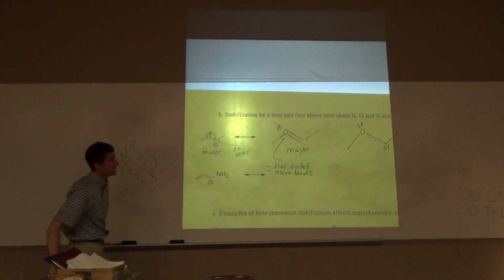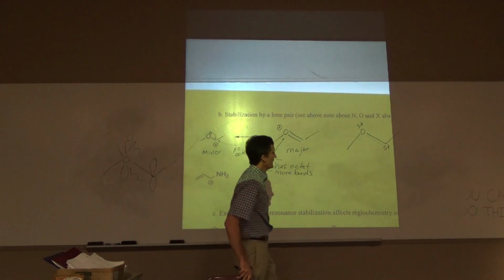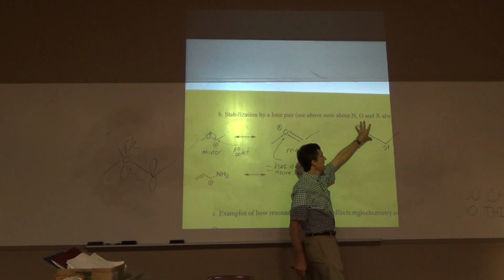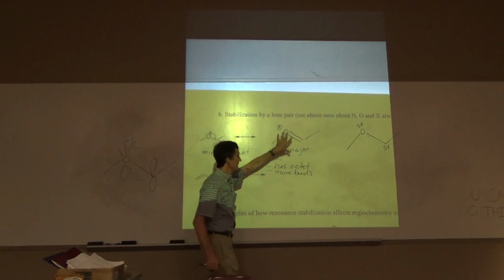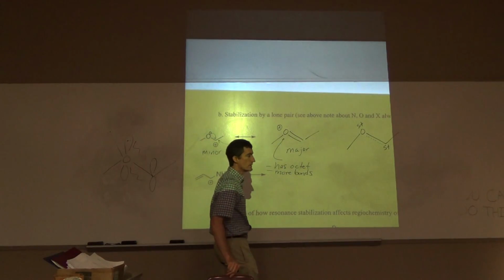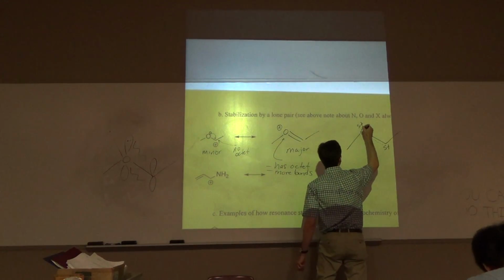Is there any way to show that on the hybrid? Usually for me, I just draw partial plus. You just kind of have to know there's actually more positive on the oxygen, because I know that's a major contributor. But we don't show the lone pair that is on the oxygen, right? Oh, I'm sorry. Yeah, we need to show the lone pair.